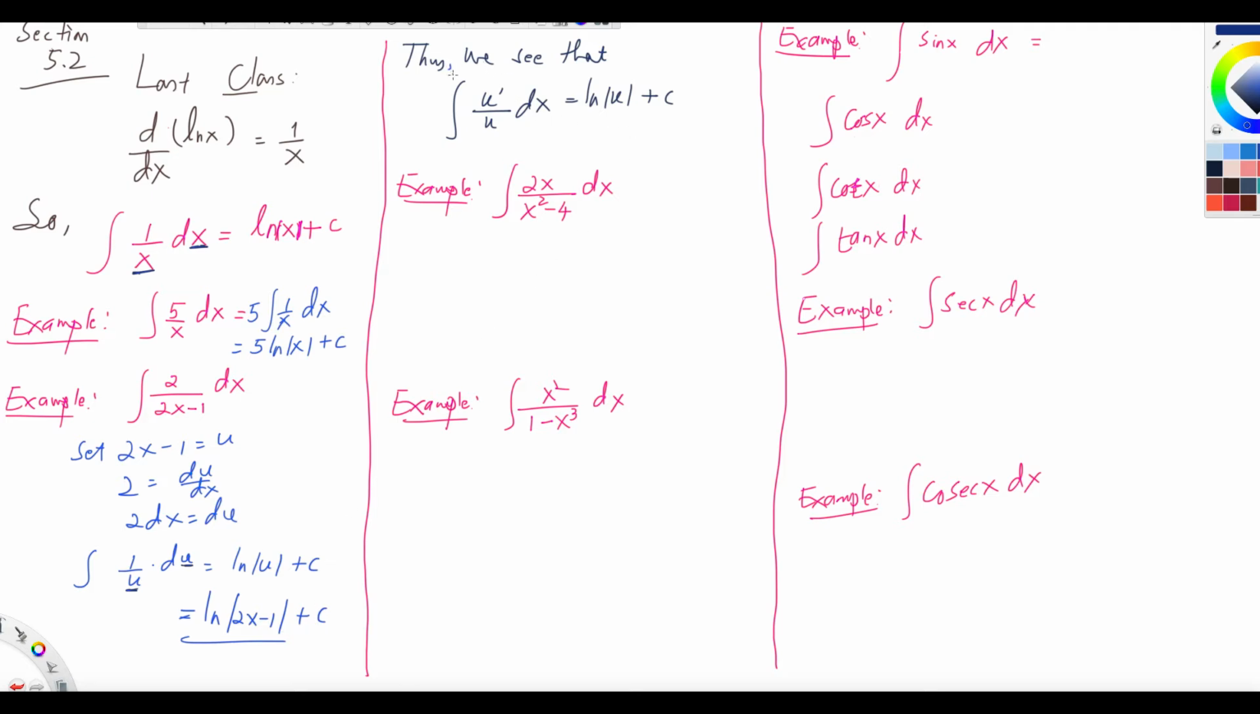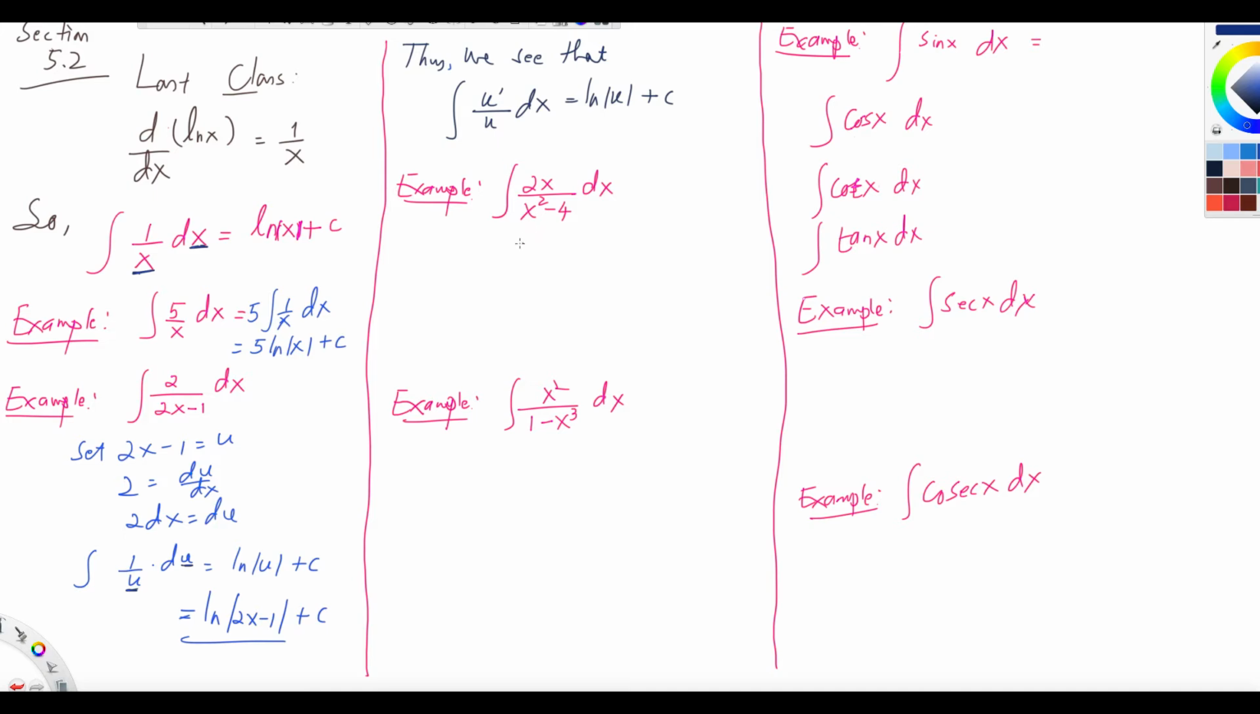I mentioned that here. Thus, we see that if you have the integral of a function in the denominator whose derivative is in the numerator, and then dx, where u is a function of x and u prime is its derivative, okay? You see a function and its derivative on the top, dx, then the integral is natural log of u plus c.